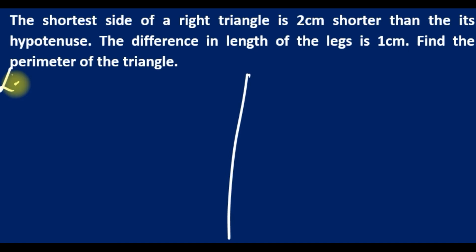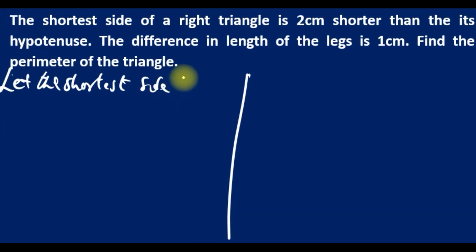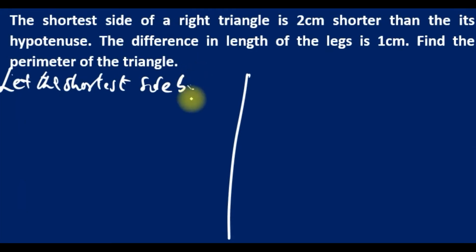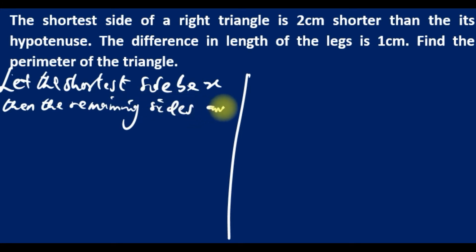Okay, so let the shortest side be x. Then the remaining side should be x plus 1, and the hypotenuse x plus 2, because the difference between the shortest side and the longest side is 2 cm. So this minus this is 2, while this minus this is 1.